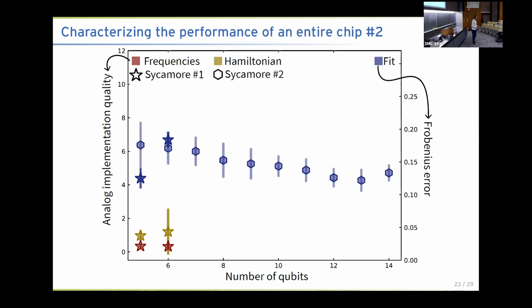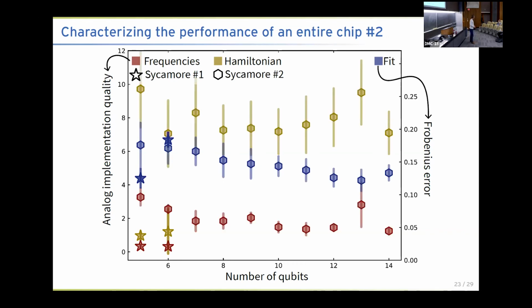Now we took some more data more recently on a different Sycamore chip, and you can see the fit error is basically the same still. But now their Hamiltonian and frequency implementation quality are much worse. And that's just a matter of calibration. So now this new chip is just calibrated more badly.